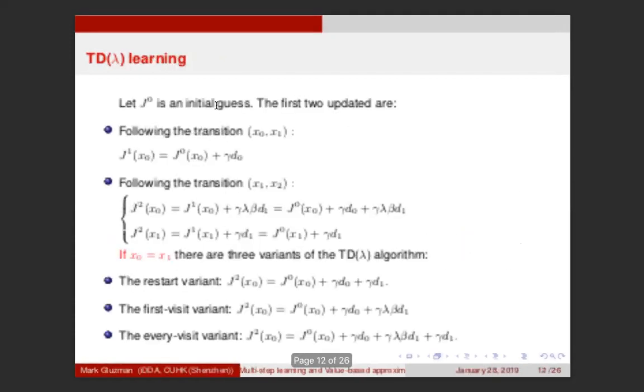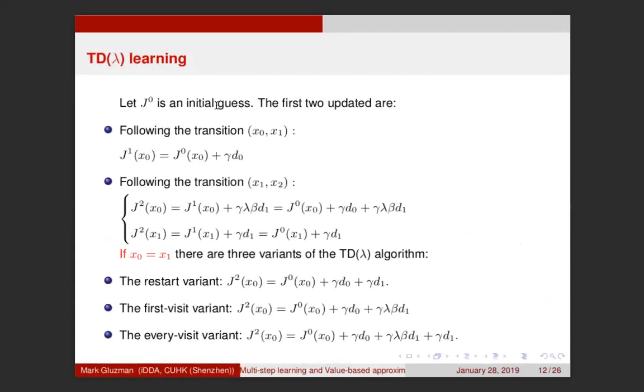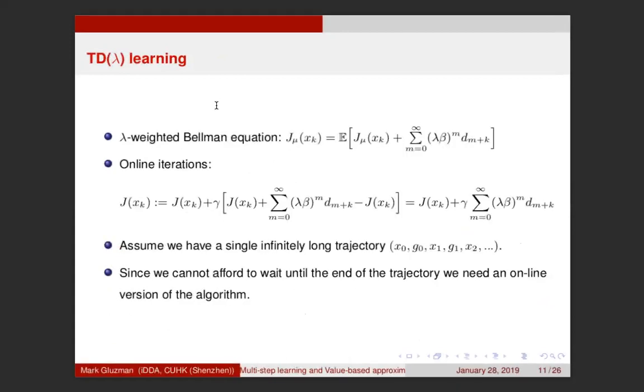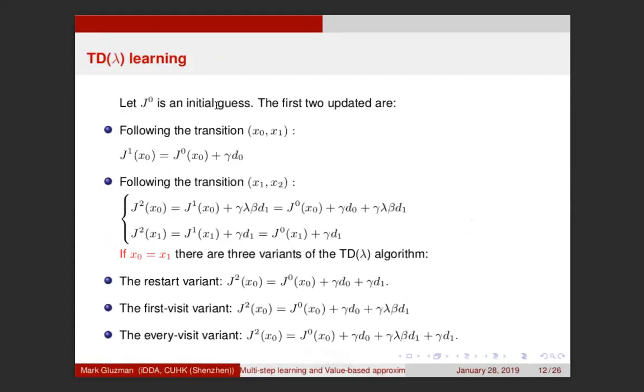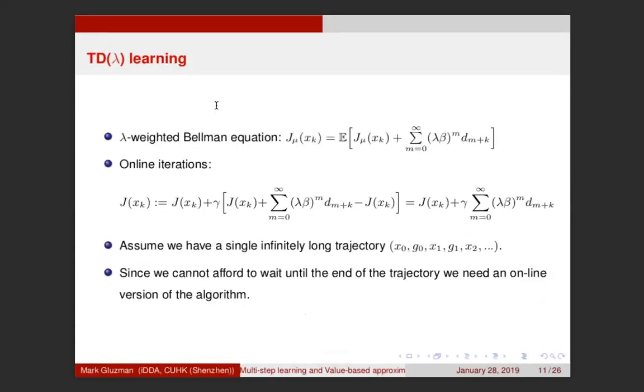Let's do it step by step. Let's consider the first iteration, where we move from x0 to x1. If we go back to the Bellman equation, we have that k is equal to 0 and m is equal to 0. In this case, we calculate g x_0 plus gamma d0. So we want to calculate this infinite sum iteratively.